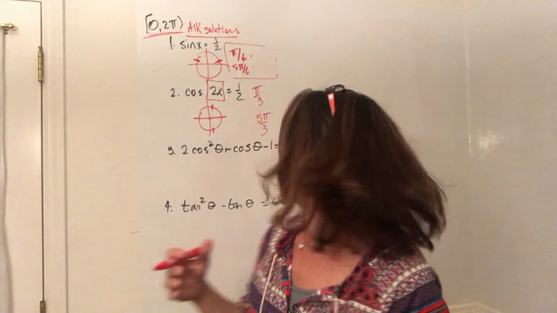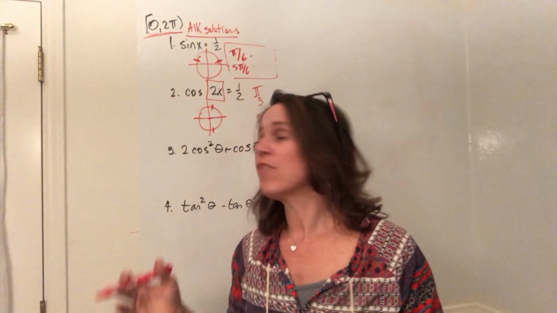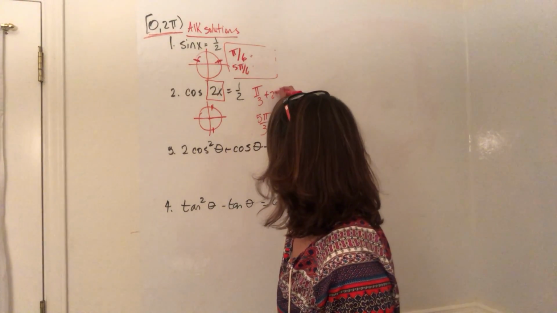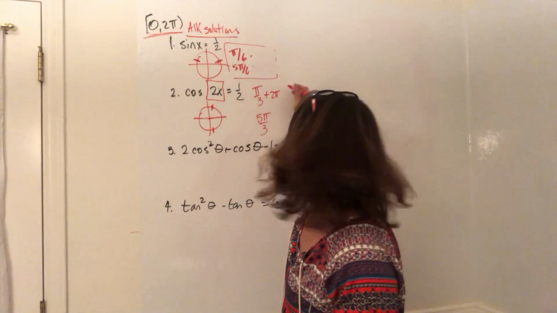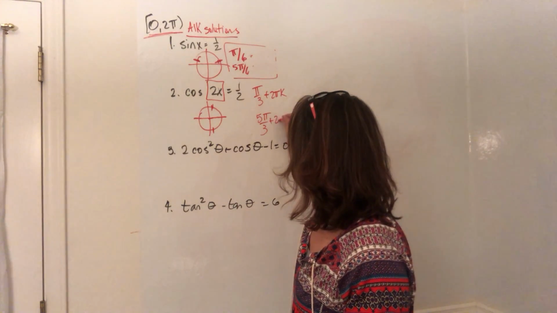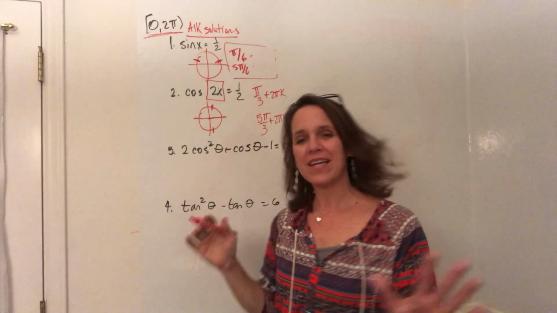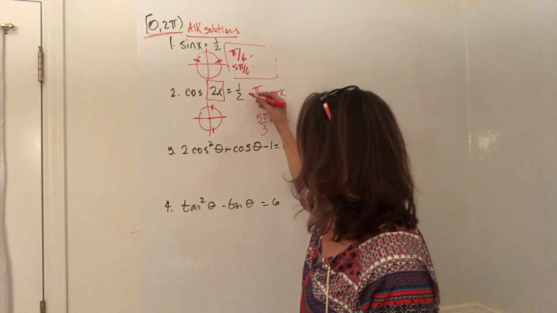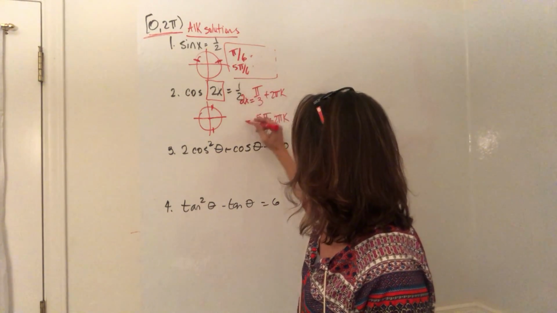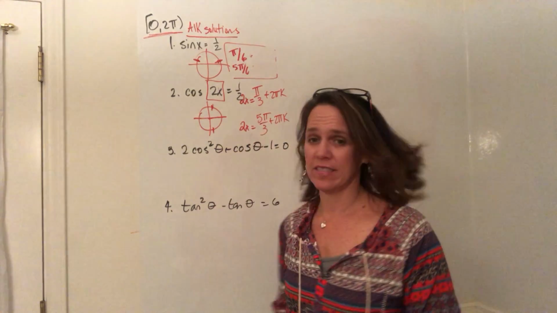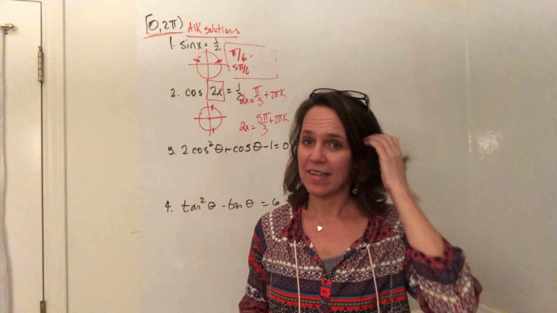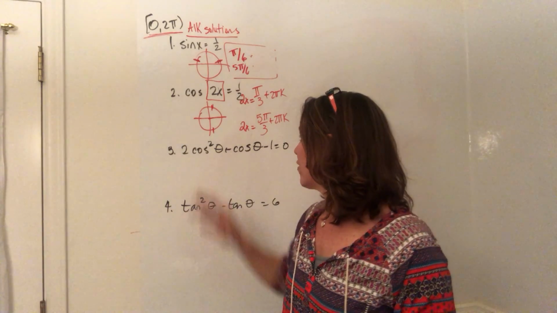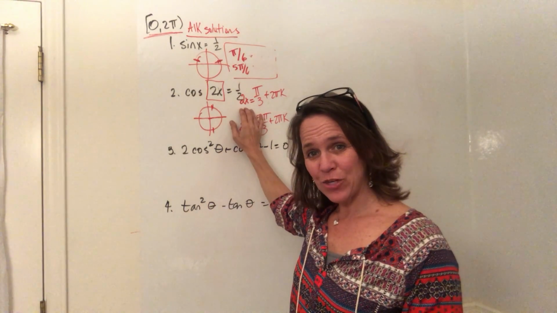now here guys, whether it says from 0 to 2 pi or all solutions, either way you have to add the 2 pi k. So stay with me. You add the 2 pi k because you're trying to find x, not 2x. So 2x equals this. So I'm going to say 2x equals that and 2x equals this. You good so far? So now to find x, you have to divide by 2.